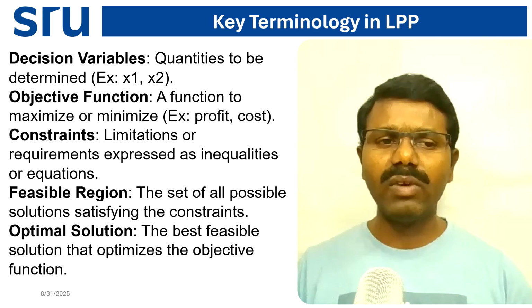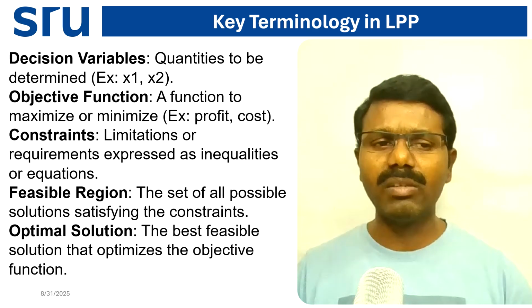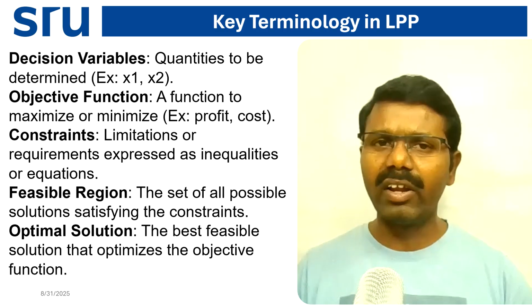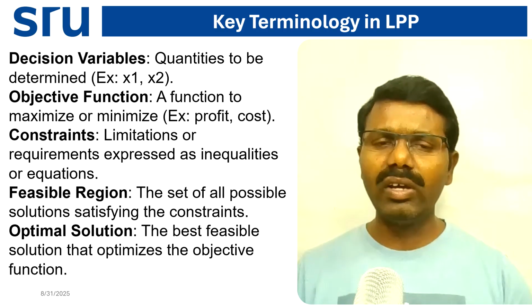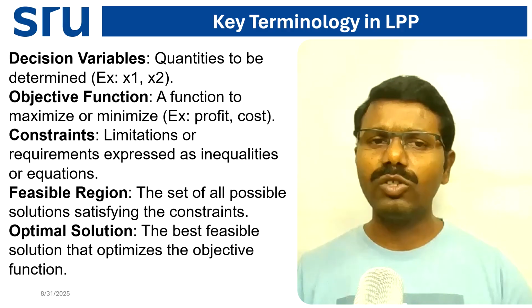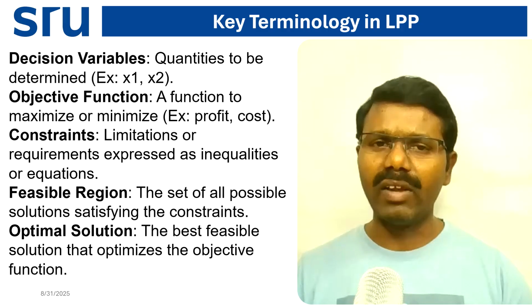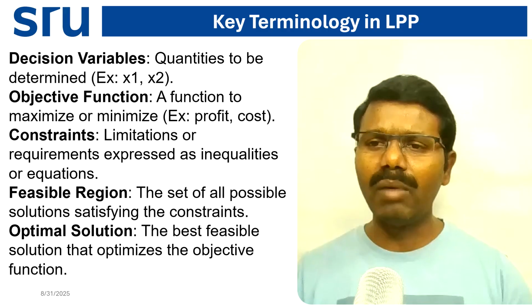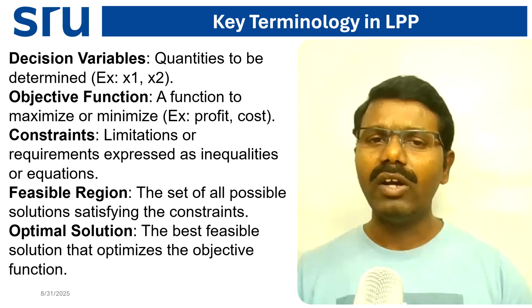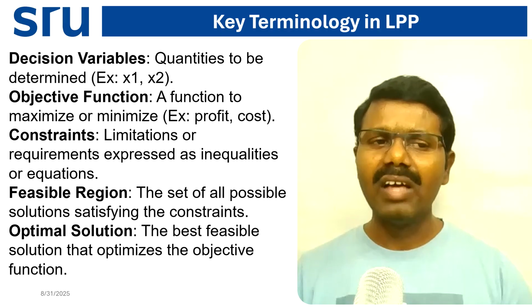So again, the next one is the objective function. An objective function is to maximize or minimize. Once you have read the problem, we first need to identify the decision variables: what you need to determine finally in the problem. That is nothing but the decision variable. In the previous problem, the decision variables are product A and product B. How many products of A and how many products of B need to be manufactured? That is the decision variable.